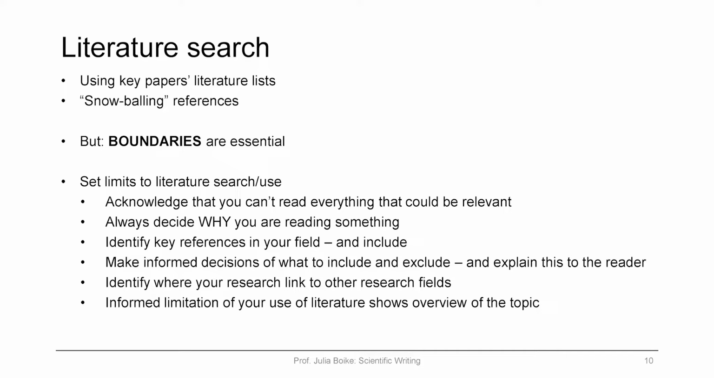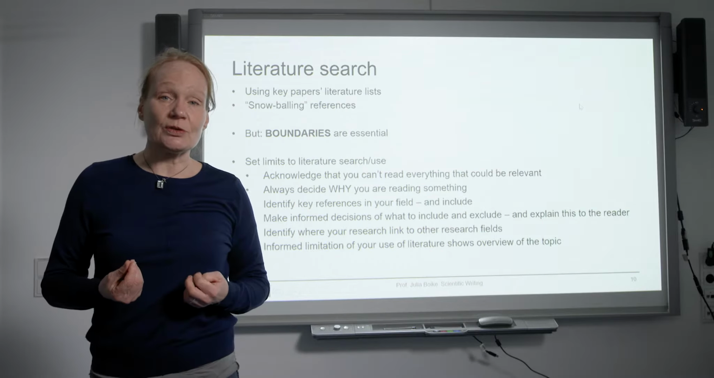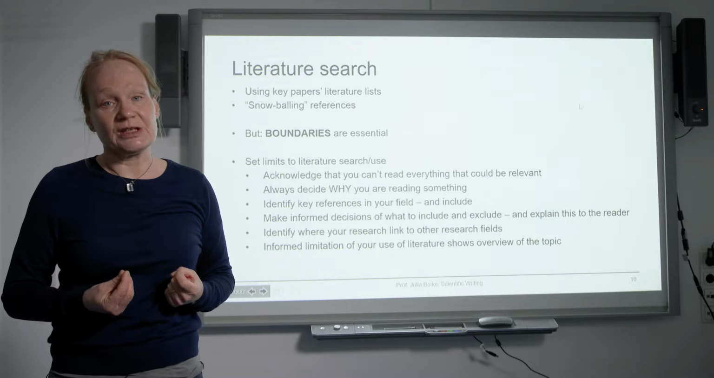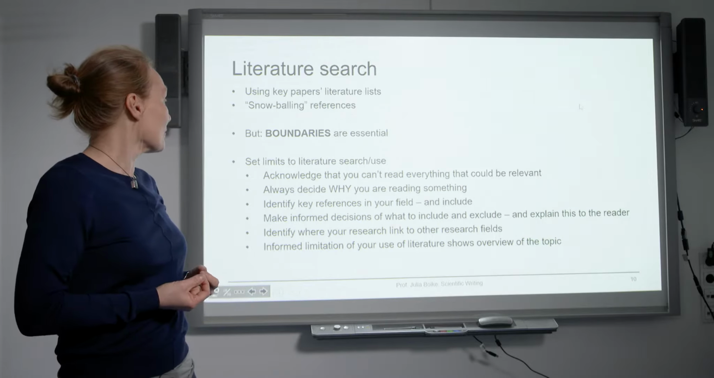You have to decide why you're reading something. You have to identify the key references. If you have 100 key references, maybe only 2 or 3 are really the key references. And you have to make a decision what to include and exclude. So this is very important when you do this literature search. Identify these boundaries and don't get overwhelmed with this.